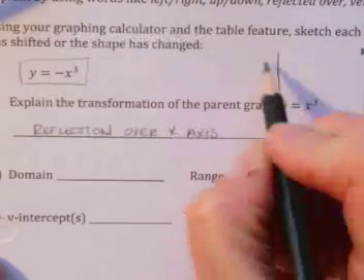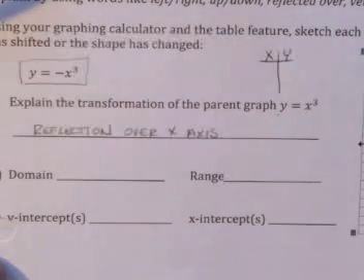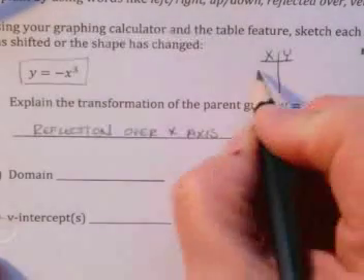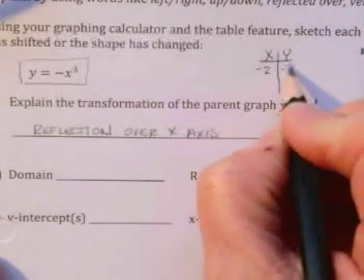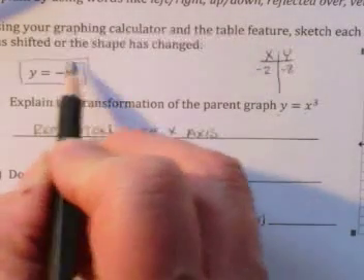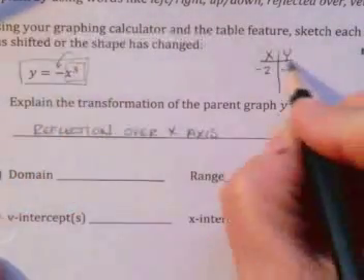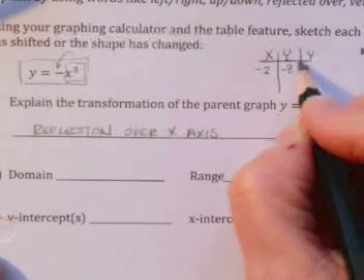Earlier, we graphed the parent function by graphing pairs of x and y. And so, for example, we would put in negative 2, and when we cubed negative 2, we got negative 8. But if we then turn around and make that number negative, our new y value is positive 8.